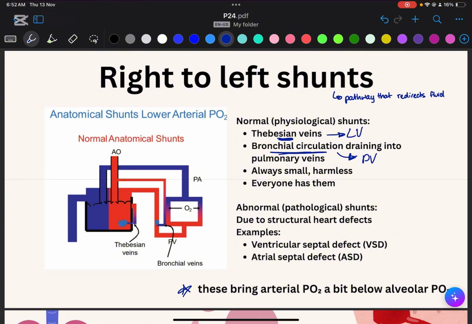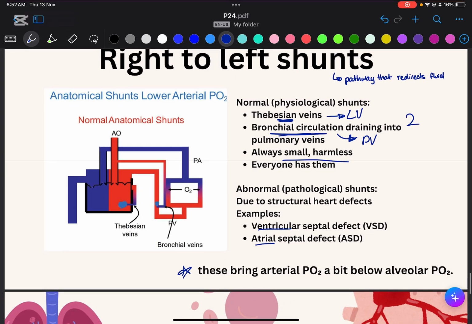And you might be thinking, oh my God, deoxygenated blood mixing with oxygenated blood, whatever will we do? It's actually not that serious. It's small, it's harmless, and everyone has them. We have these two shunts. Now for abnormal ones, pathological shunts, we took them in embryology, when we have a ventricular septal defect or an atrial septal defect. That's way too much deoxygenated blood and oxygenated blood mixing, so it will cause way too many problems, and bad things happen.